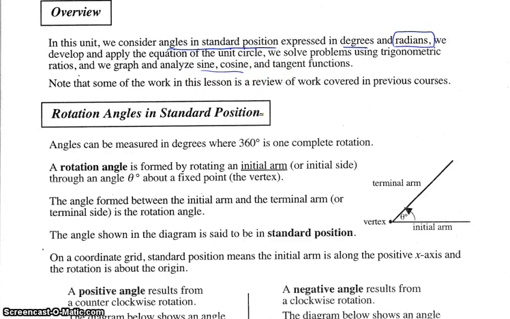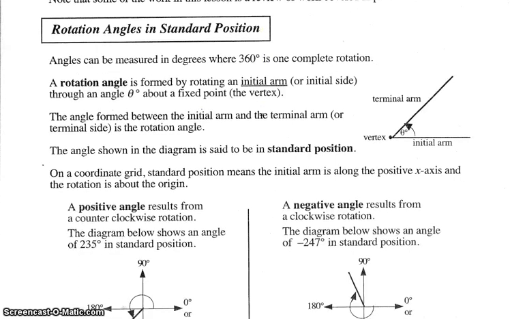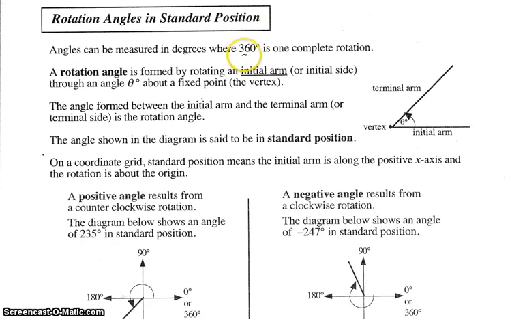Okay, so let's look at rotation angles in standard position. Just to review here, angles can be measured in degrees where 360 degrees is equivalent to one complete rotation. A rotation angle is formed by rotating this initial arm through an angle theta about a fixed point. Now most often we put this on a coordinate grid, and the vertex is the origin of the coordinate grid, and the positive x-axis is where the initial arm is. If you draw it like that, that's considered drawing the angle in standard position.